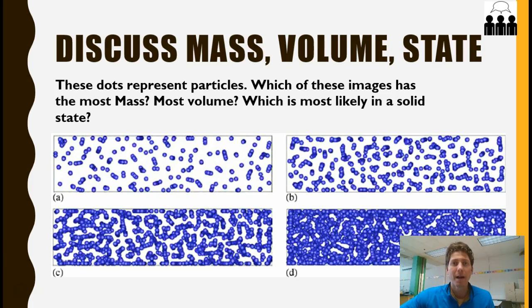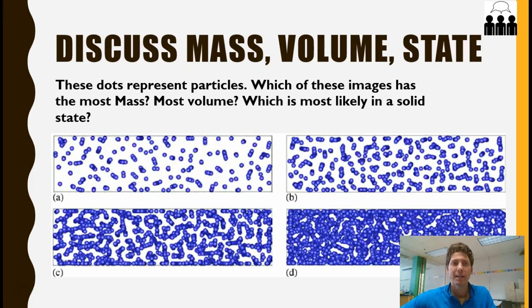Right now, I'd like you to have a group conversation and discuss the question that you see on the screen. So these dots represent particles. Which of these images has the most mass, the most volume, and which is most likely in a solid state? I'd like you to find someone nearby and have a brief conversation about this. Now, I do want to point out this image you see here in the top right-hand part of the screen. Anytime you see this image in a screencast going forward, it means it's a chance for you to collaborate and talk and work with people around you. So go ahead and pause your screen and discuss the question.